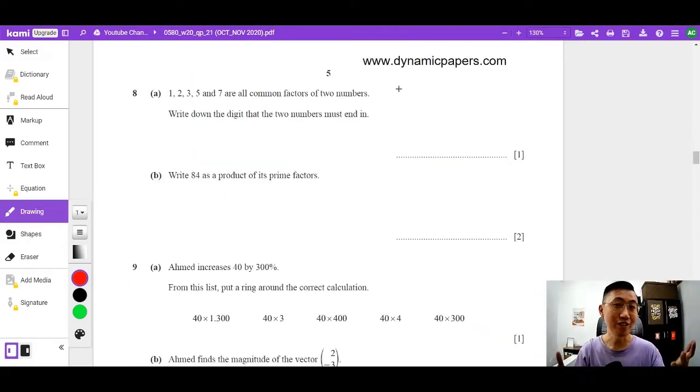Question 8 is a question that a lot of students ask me over the years. So let's read. 1, 2, 3, 5 and 7 are all common factors of two numbers.